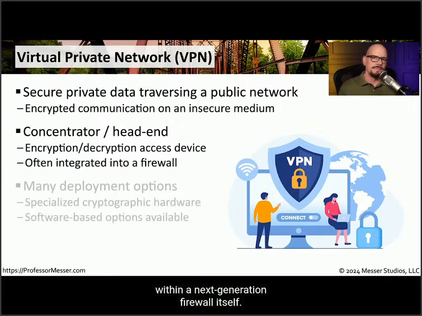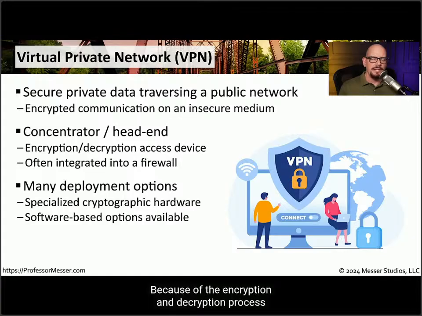Because of the encryption and decryption process required to perform this VPN concentration, we usually will use a purpose-built appliance or piece of hardware to be able to do this. That provides very high throughput and can support hundreds or even thousands of users simultaneously. But if you have a smaller network, you may not need a purpose-built appliance, and there are many VPN concentrators that will run as software on an existing operating system.